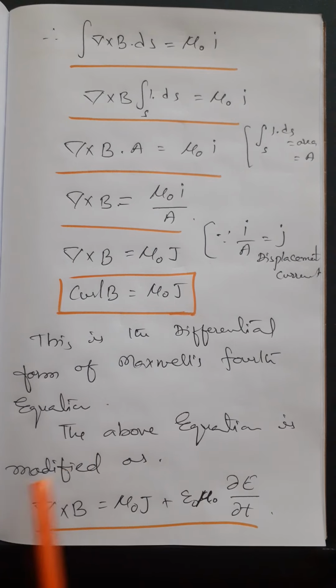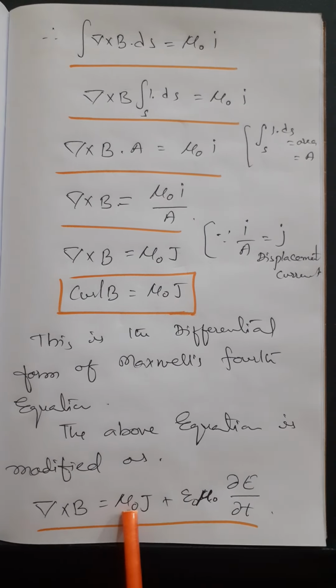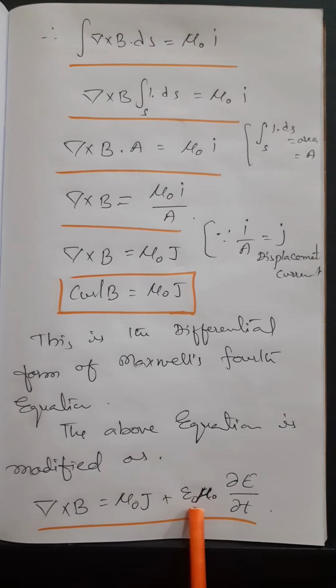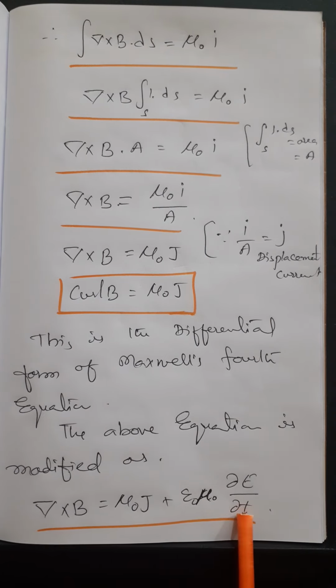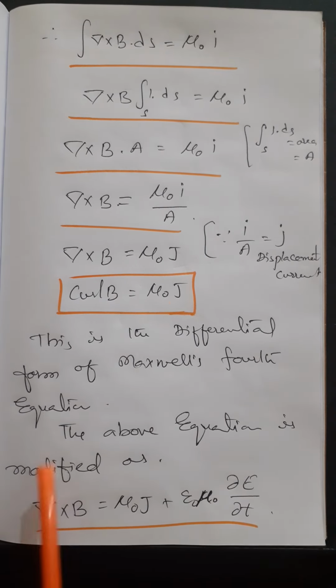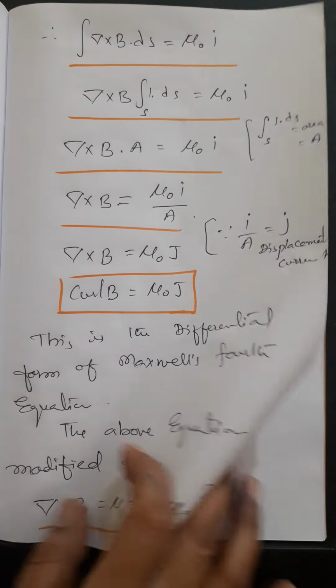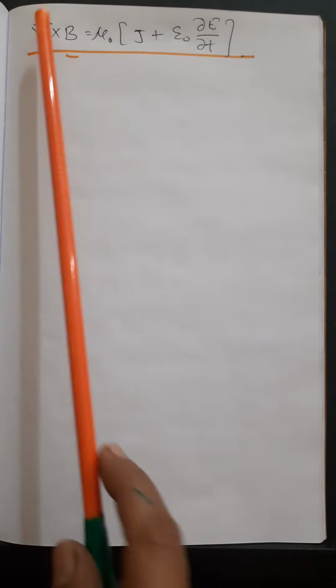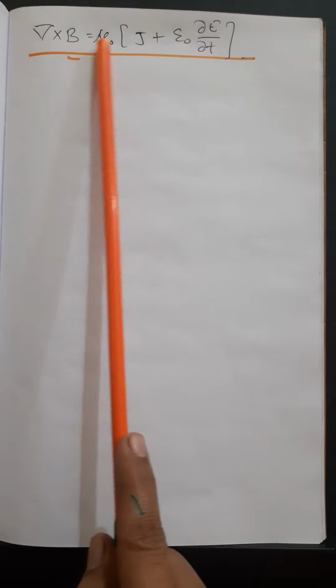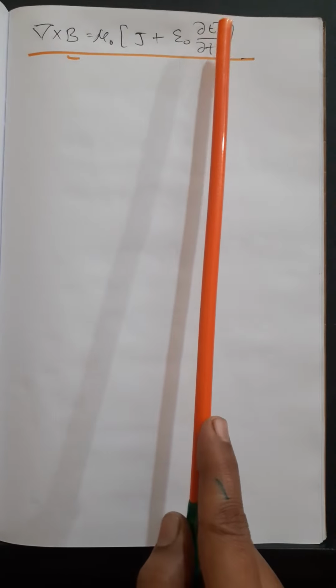The above equation is modified as del cross B is equal to mu naught J plus epsilon naught mu naught dou E by dou t. This is the modification of this equation by Maxwell. He added something to J, the current density. So del cross B is equal to mu naught J plus mu naught epsilon naught dou E by dou t.